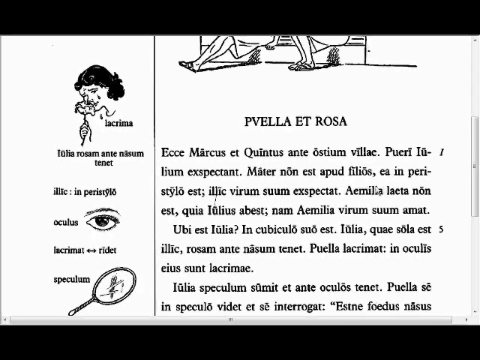Aemilia laeta non est. Aemilia is not happy because Julius is gone. Ab est is gone. And the plural, absunt, are absent. It helps you remember this verb means absent. Absunt sounds like absent. Nam, for Aemilia loves her husband.